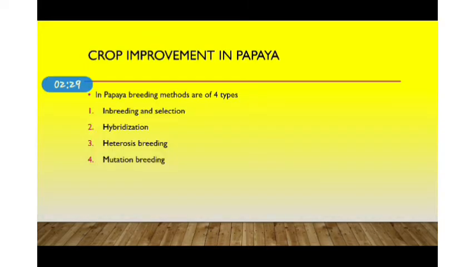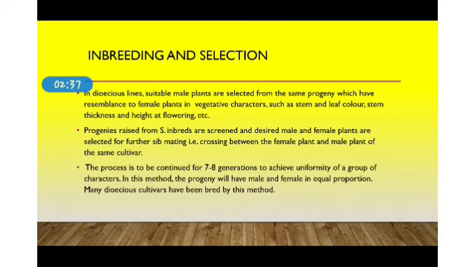Next one is the crop improvement in papaya. In papaya, breeding methods are of four types. They are inbreeding and selection, hybridization, heterosis breeding, and mutation breeding. Inbreeding and selection. In dioecious lines, suitable male plants are selected from the same progeny which have resemblance to female plants in vegetative characters such as stem and leaf color, stem thickness and height at flowering, etc.